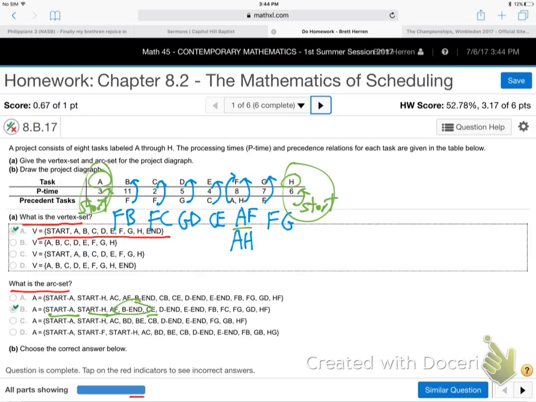How do you know B points to the end? How do you know B leads to the end? Because B doesn't lead to anything else, right? So which are not precedents? Which ones are not listed down here?